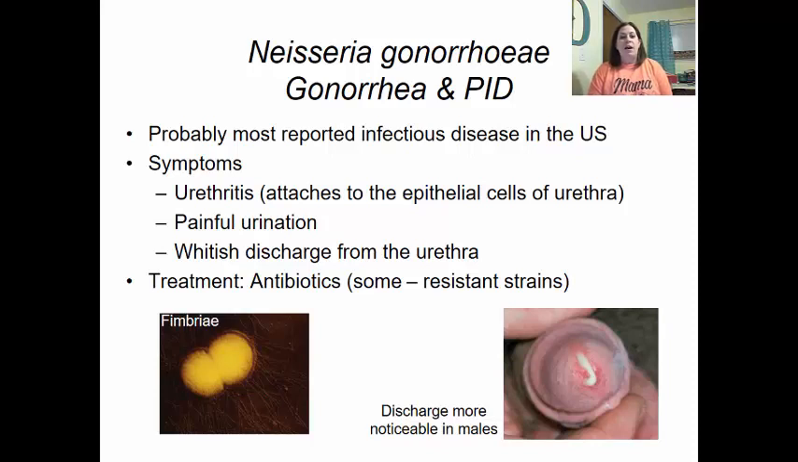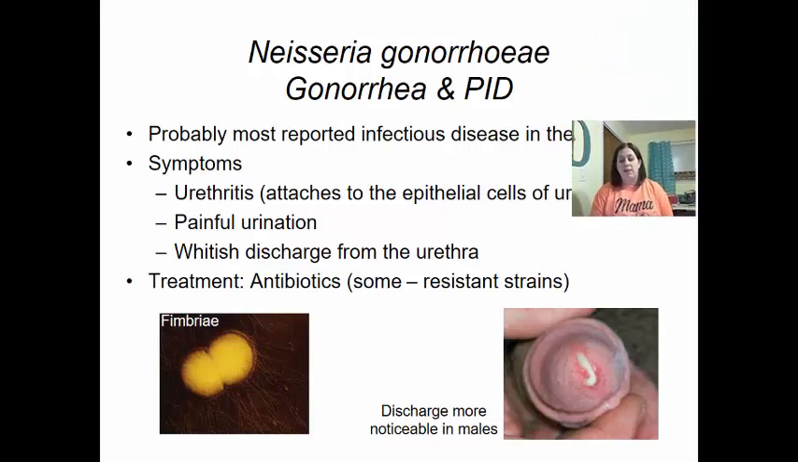Treatment is through antibiotics. The issue is that there are some resistant strains out there. One thing that allows it to be more virulent is the way that it attaches to those epithelial cells, and it does this through fimbriae. Also, the whitish discharge is more noticeable in males than in females.